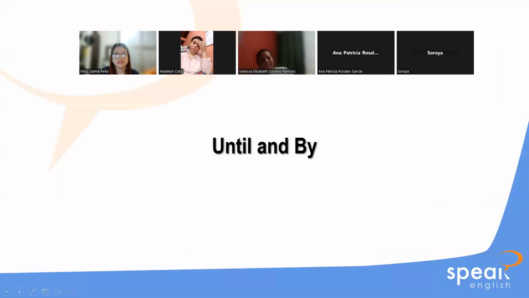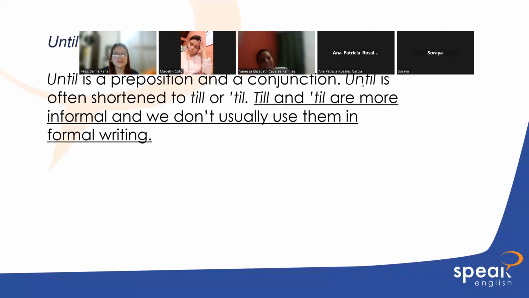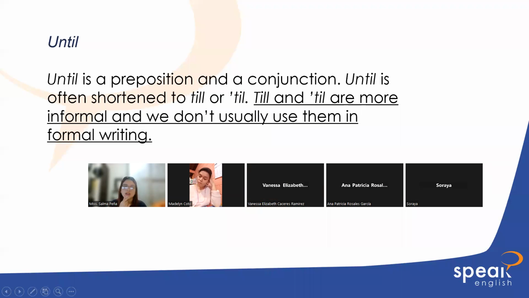Okay, until and by. Let's see. Today just focus on preposition use. Remember that a lot of words in English can have two meanings and different uses. That's probably something we have different from Spanish, because in Spanish, you have something and you can call that object with many different names. But in English, it's the opposite. You have one word and it has different meanings.